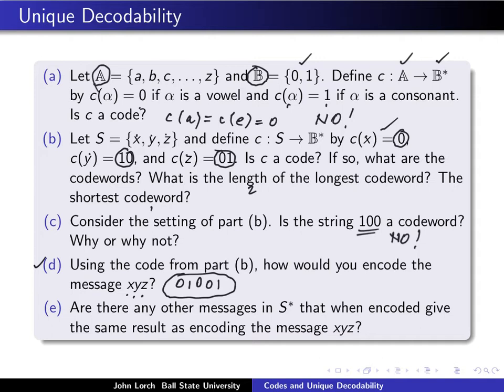Right, so the reverse process is important to us. If someone drives up and hands us this string 01001, it would be nice if we could go and reconstruct the original message XYZ. So can we do that here? Part E says, are there any other messages in S star that when encoded give the same result as encoding the message XYZ? So if you look at this string 01001, you could see that that's the same as ZXZ.